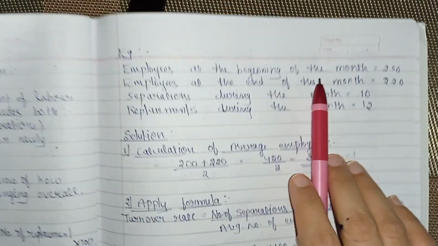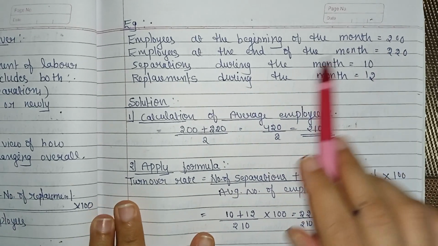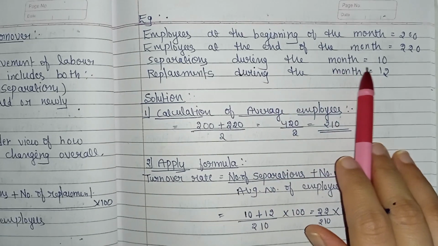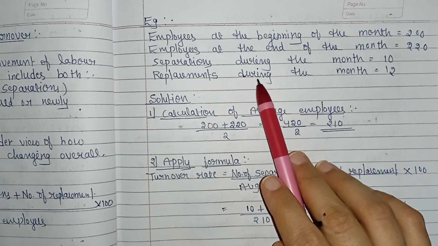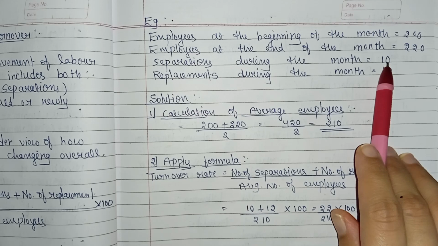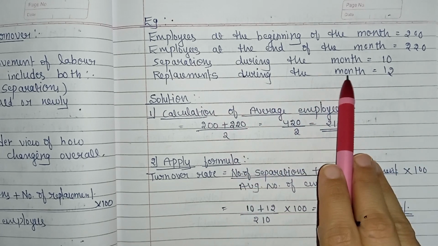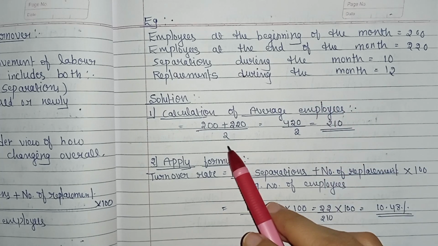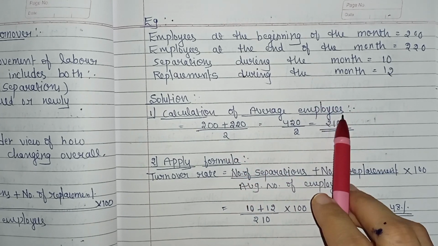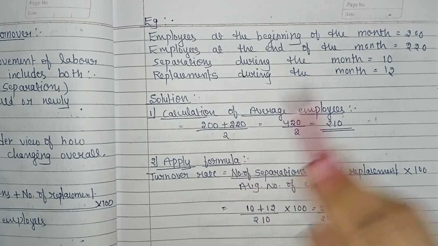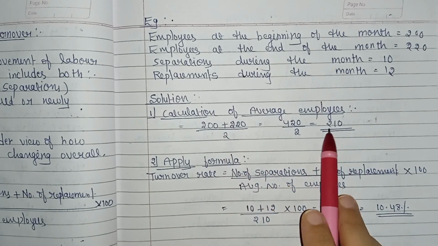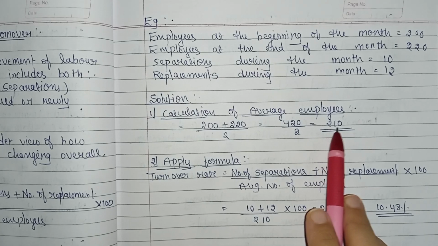Clear? So let's see one example. Employees at the beginning of the month 200 and employees at the end of the month 220, and separations during the month 10, means the employees who left the organization during the month, 10 employees, and replacements during the month, means employees who were replaced or newly appointed, they are 12. So now we need to calculate the average employees, that is workers at the beginning 200 and workers at the end 220 divided by 2. So average employees are 210.